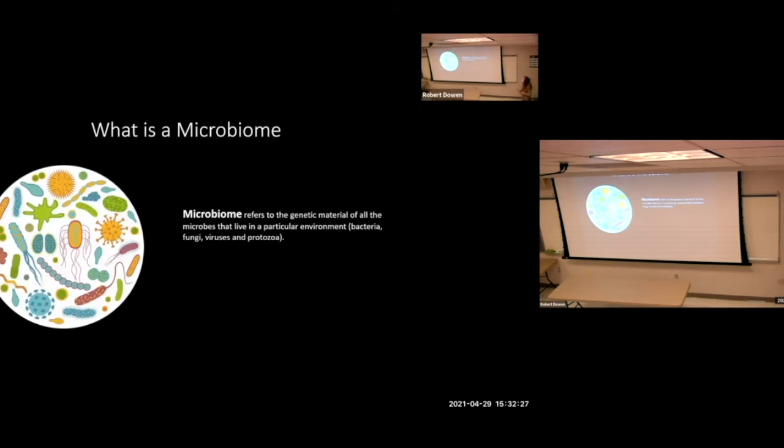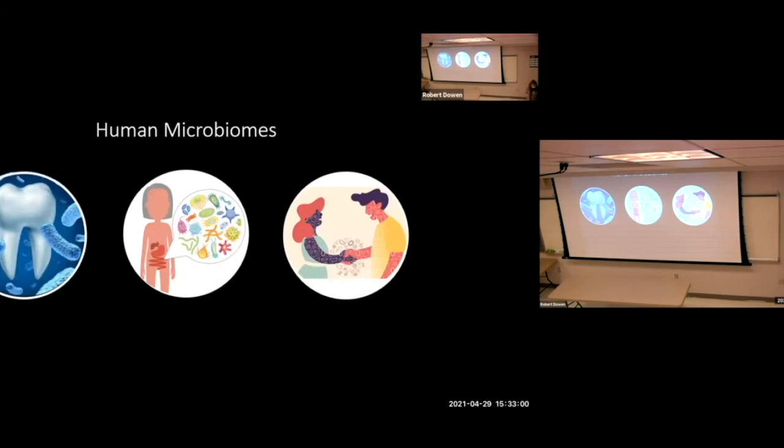Okay. So microbiome refers to the genetic material of all of the microbes that live in a particular environment. That includes bacteria, fungi, viruses, and protozoa. Today, most of our examples are going to have to do with bacteria, but just know that there are these other types of microbes living in these microbiomes, including your gut microbiome.